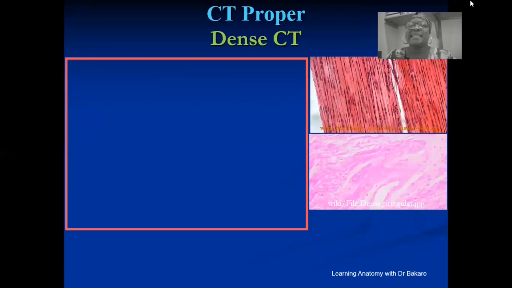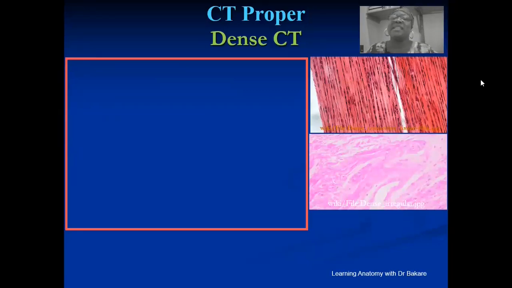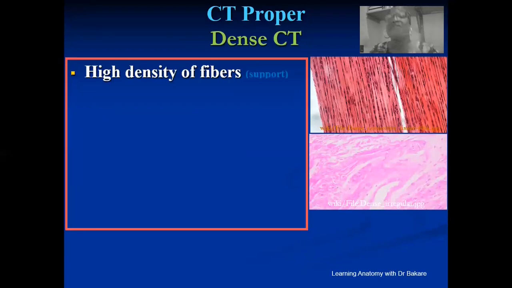Let's go to the dense connective tissue. The dense connective tissue is the second subdivision of the connective tissue proper. Remember, the connective tissue proper can be loose connective tissue or dense connective tissue. So for the dense connective tissue, there is a high density of fibers, just as the name implies, it is densely packed. So when you have an extracellular matrix that is richly seen with extracellular fibers, it means that this type of connective tissue is a dense connective tissue. And what they do basically is to create support.